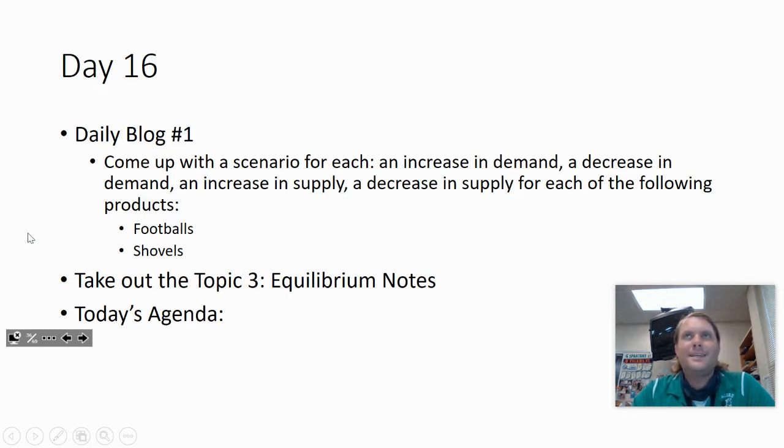If we want to decrease our supply of footballs, let's say that the price of leather has gone up due to human interaction, like animal protection groups. So animal protection groups have more influence, meaning that it's harder to kill a cow to get the leather for a football, which would decrease the supply of footballs. So anyway, hopefully you get something along those lines. Write them in your daily blogs. Do that for both football and shovels, as I gave you that example.